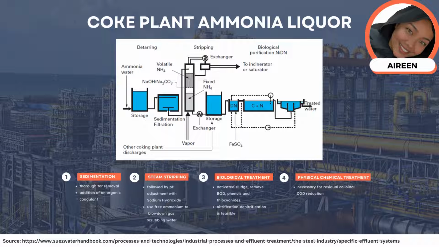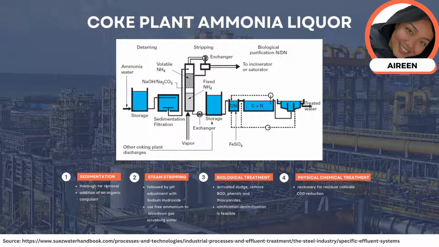There are 3 stages of treatment in this liquor, which are primary, secondary, and tertiary treatment. The primary treatment is sedimentation and filtration, as well as steam stripping. First, the wastewater will go through tar removal via sedimentation and filtration with the addition of an organic coagulant. Then, it goes through the steam stripping of volatile ammonia followed by the pH adjustment with sodium hydroxide, stripping fixed ammonium, which is often carried out in 2 stages in the same column. Stripping can also use free ammonium to blow down the gas scrubbing water closed system.